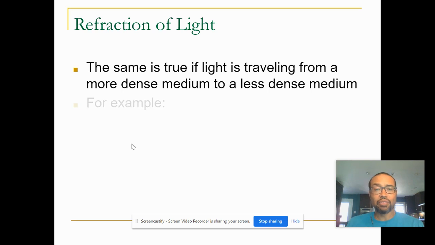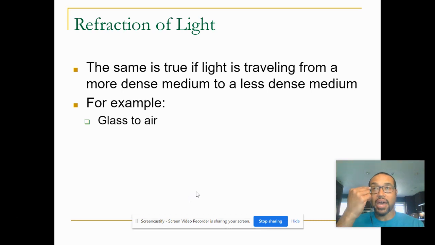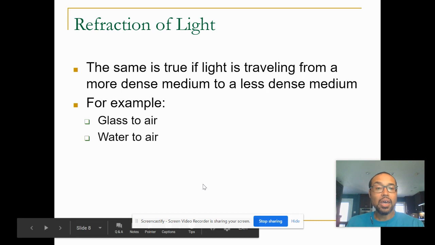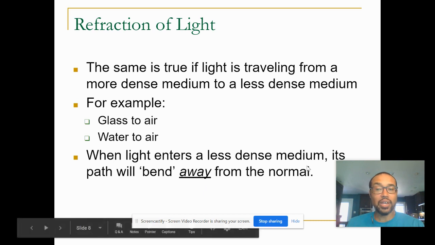So if we look at that reverse case, going from maybe glass to air, like it does after it passes through my lens and then into that pocket of air before it reaches my eye, or from water to air, what you're going to have is the opposite occurring with respect to that particular light ray.